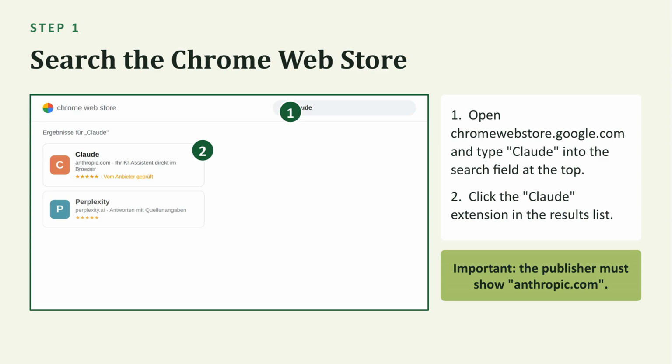Now let's install your first helper, step by step. Open the address chromewebstore.google.com. That's the official store for Chrome extensions. Everything there is vetted by Google, and almost everything is free. At the top, you'll find the search field, marker 1. Type Claude there. The Claude extension appears in the results list. Marker 2. Take a quick look at the line underneath. It must say anthropic.com as the publisher. That's how you know it's the original. Clicking the tile opens the detail page, and that's where we continue in the next step.